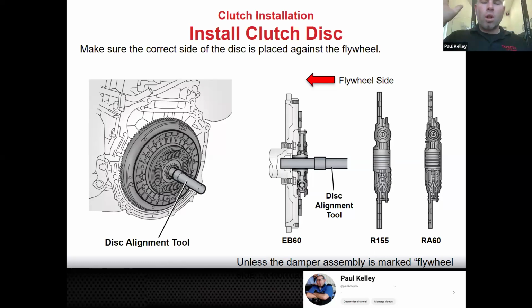So the alignment tool is basically a replica of the input shaft: the splines, the inside diameter, the outside diameter, all that, to land in the pilot bearing. That's the only reason we use this special alignment tool. If you didn't have this tool and you had two transmissions, you could literally cut the input shaft off and that becomes your alignment tool.